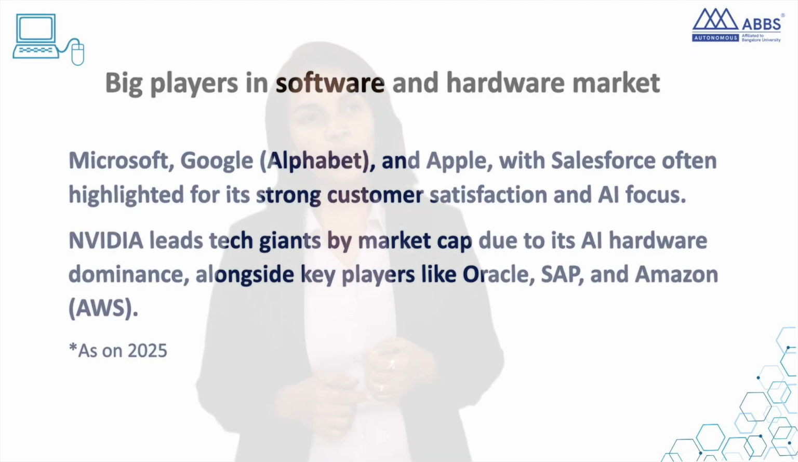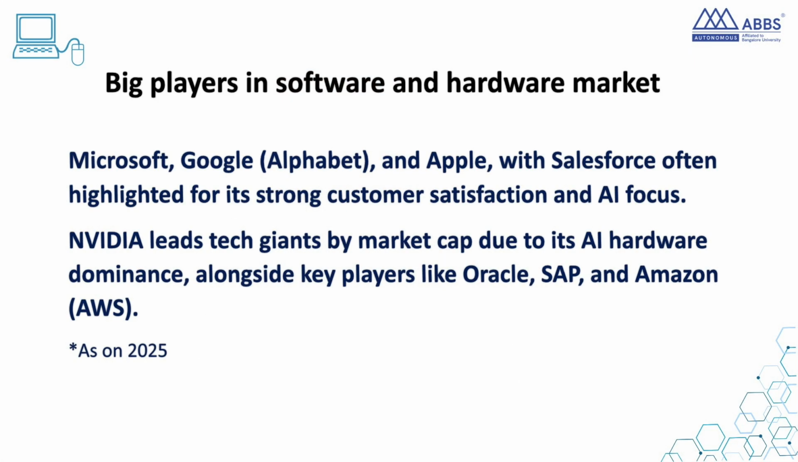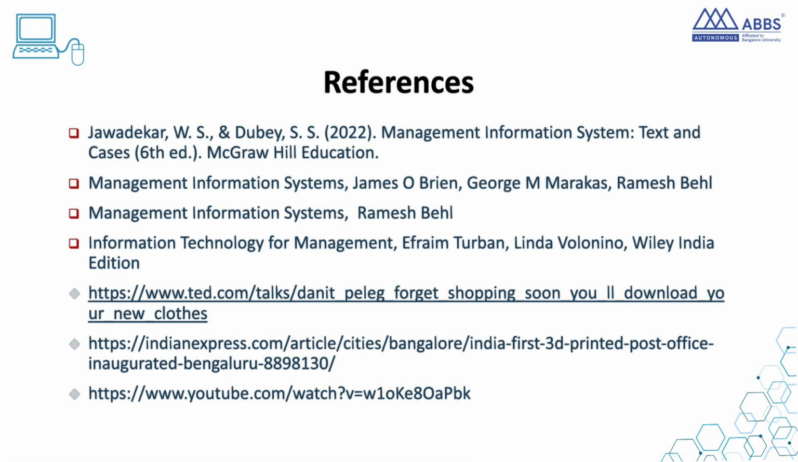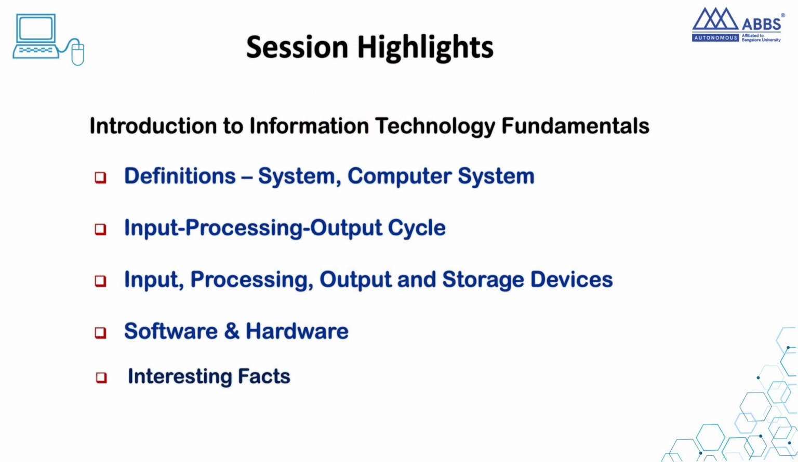The five biggest IT companies are Alphabet, Amazon, Apple, Meta and Microsoft. Big players in the software and hardware market are Microsoft, Google from Alphabet, and Apple. Salesforce is highlighted for its strong customer satisfaction and AI focus. NVIDIA leads tech giants by market cap due to its AI hardware dominance, alongside key players like Oracle, SAP and Amazon. Few references from this session. Let us now conclude the session by taking a quick recap in the next slide.